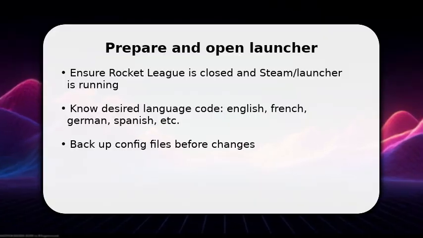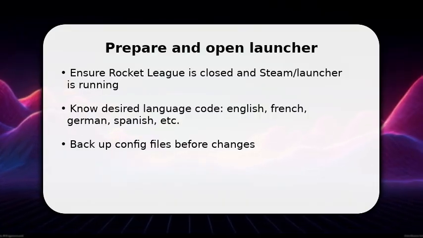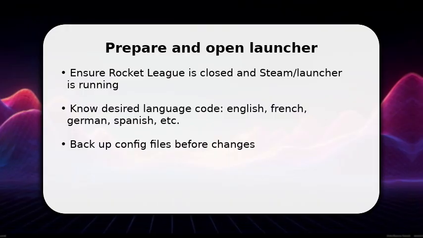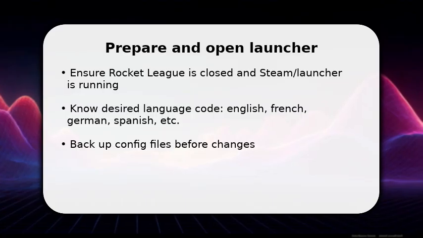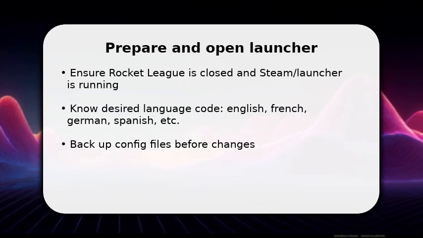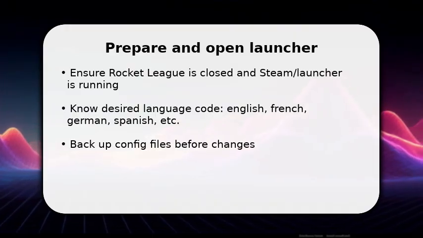You start by quitting Rocket League and opening the game client you use. On PC, open Steam and find Rocket League in your library. On console, confirm system language settings. The reason is the game reads the platform or launch parameters at start. Once done, note the exact language name you want.